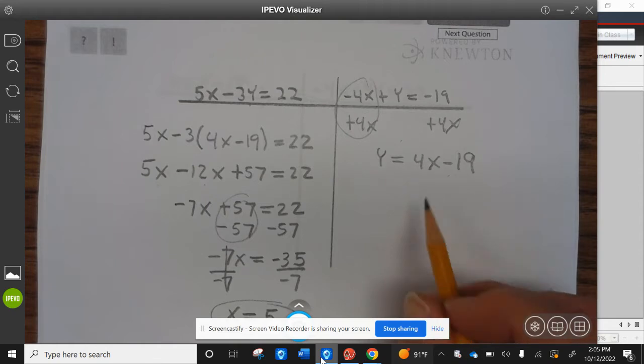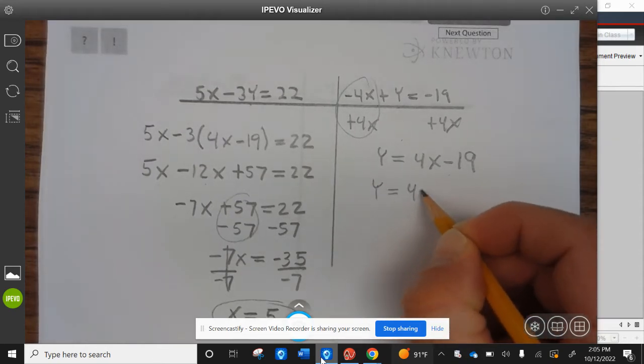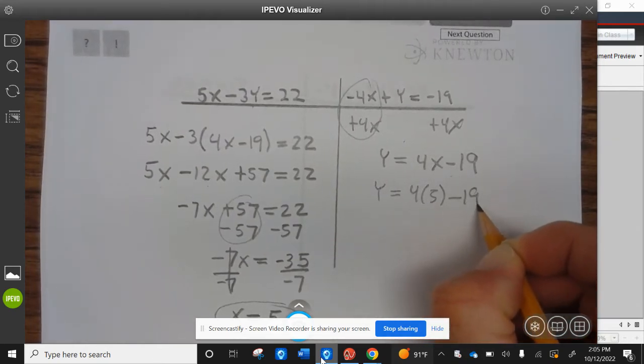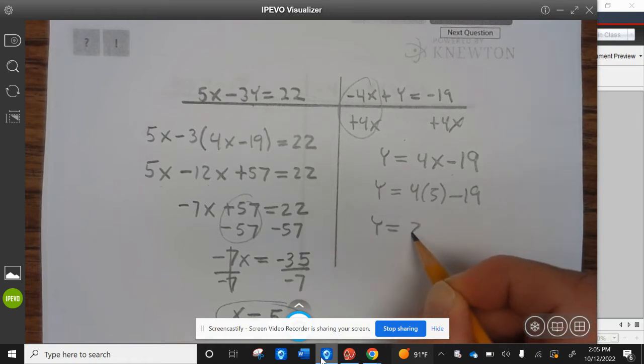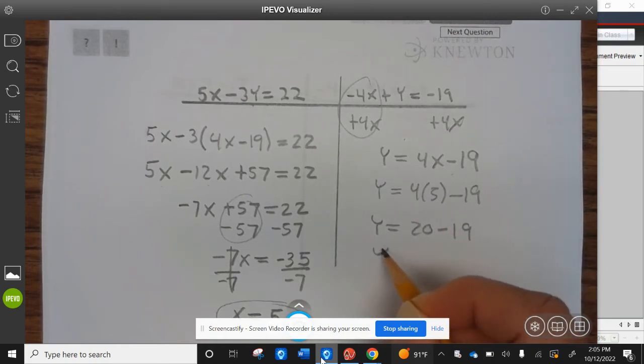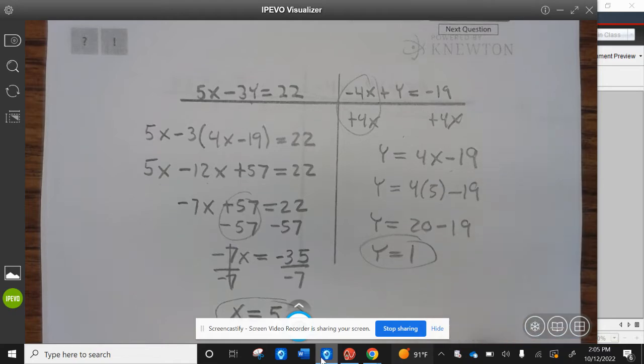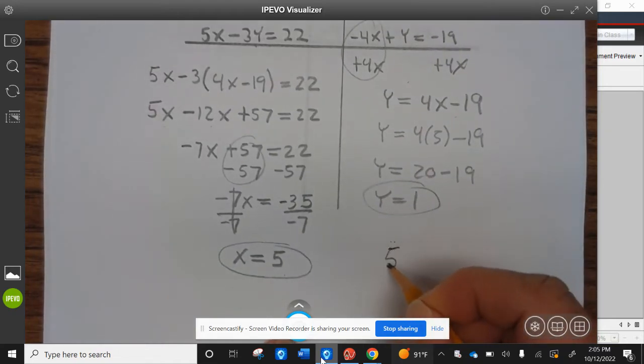We're going to plug that into here. So that's y equals 4 times 5 minus 19. So y equals 20 minus 19. So y equals 1. So our solution is (5, 1).